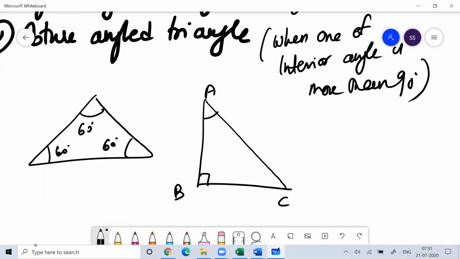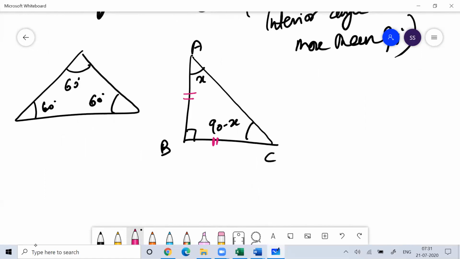So the other two angles, their sum will be equal to 90 degrees, because one angle is equal to 90 degrees. Such a right angle triangle for which these two sides are equal is called an isosceles right angle triangle, when those two sides are equal. So 45, 45 degrees. There will be 45 degrees.